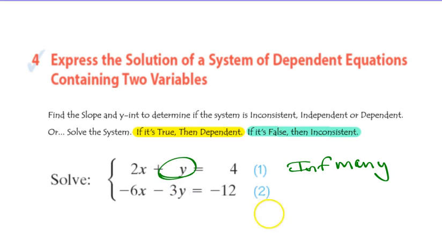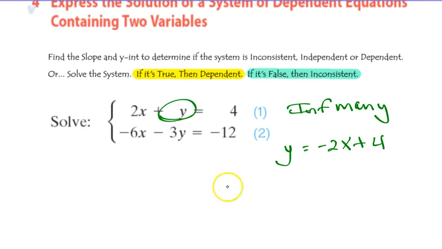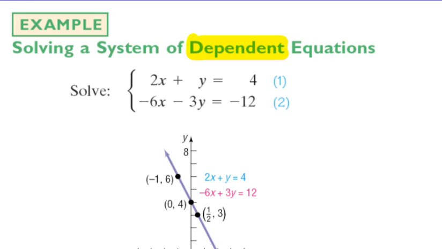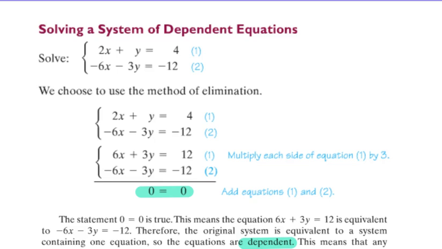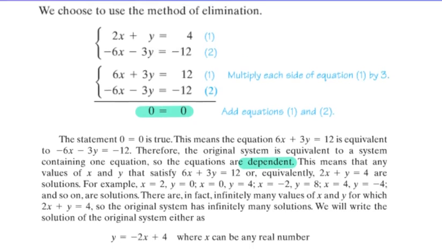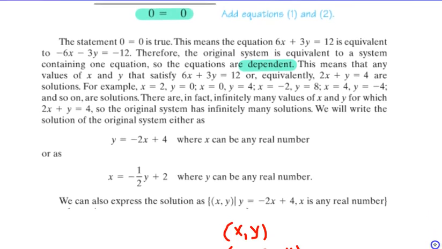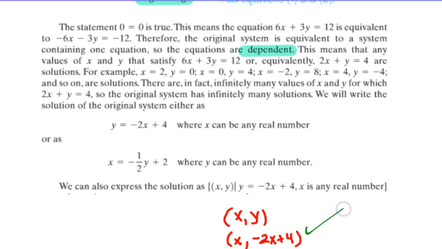So let's solve. The top equation is pretty easy to solve for. Y is equal to negative 2x plus 4. So I would say letting x be the parameter, we could say x is the solution, but then instead of sticking a y here, I'll put it in terms of x. Negative 2x plus 4 would be the y answer. So this is called a dependent solution. And there's the answer.